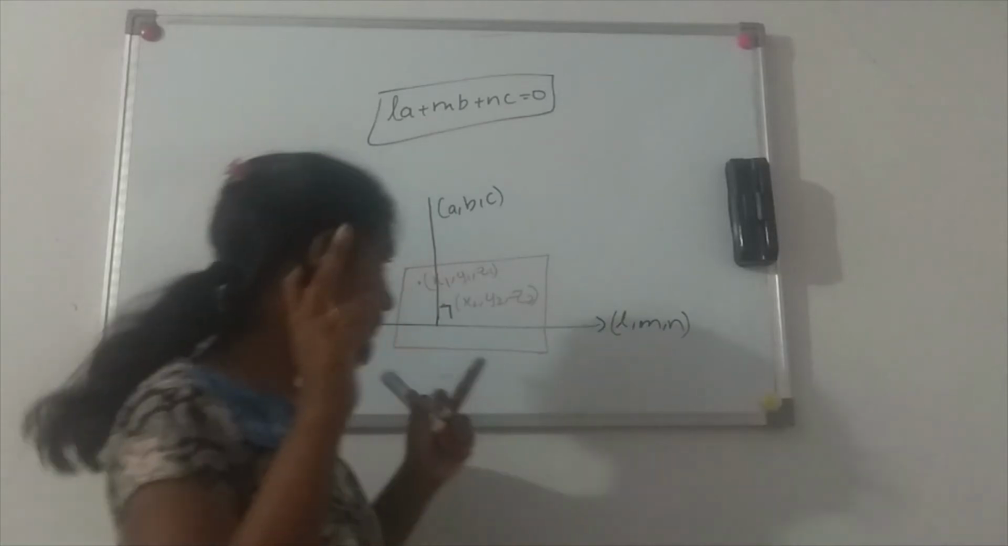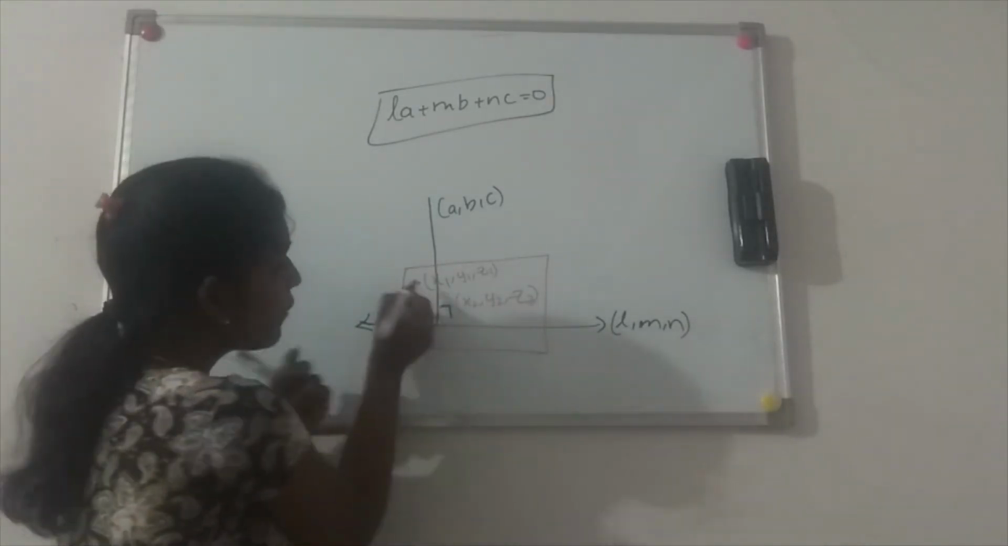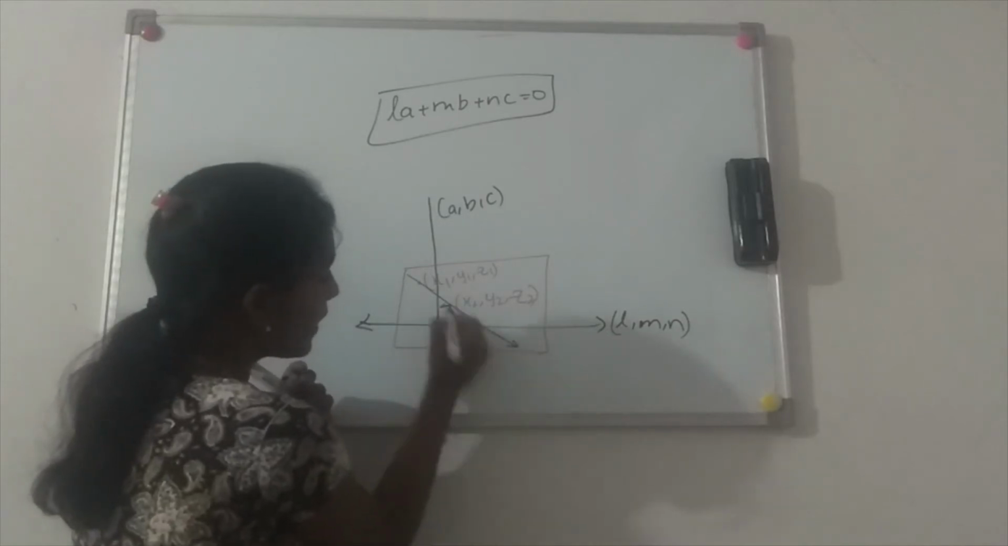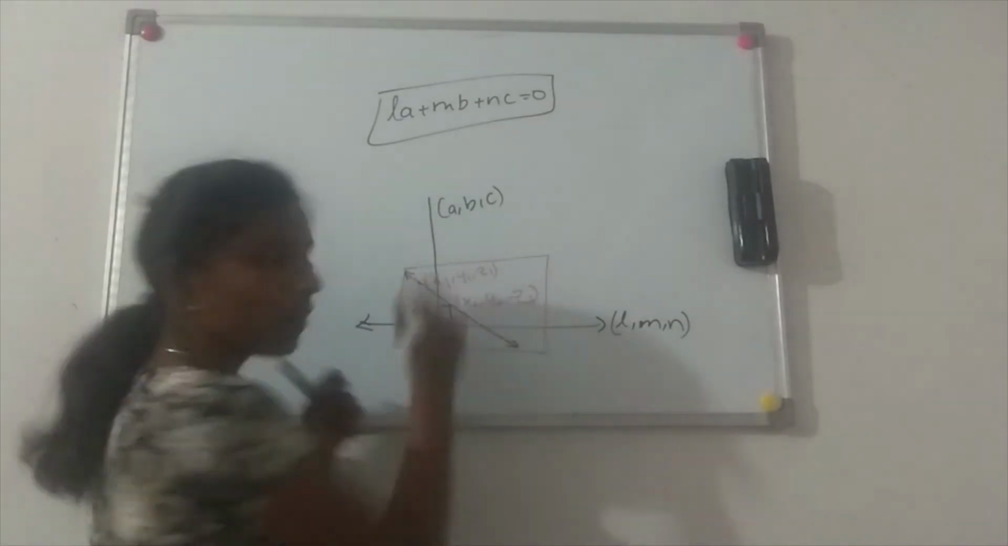Got it? So now, if there are other 2 points, right? If I join them, I will also get another line, right? If I join these 2 points, I will get another line. Okay.